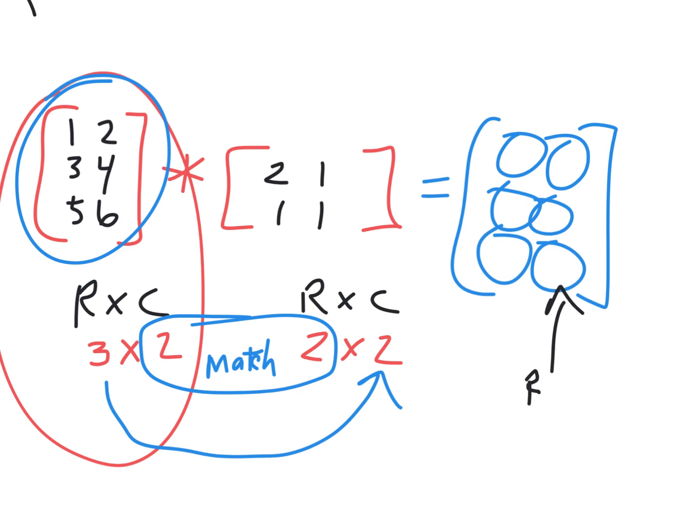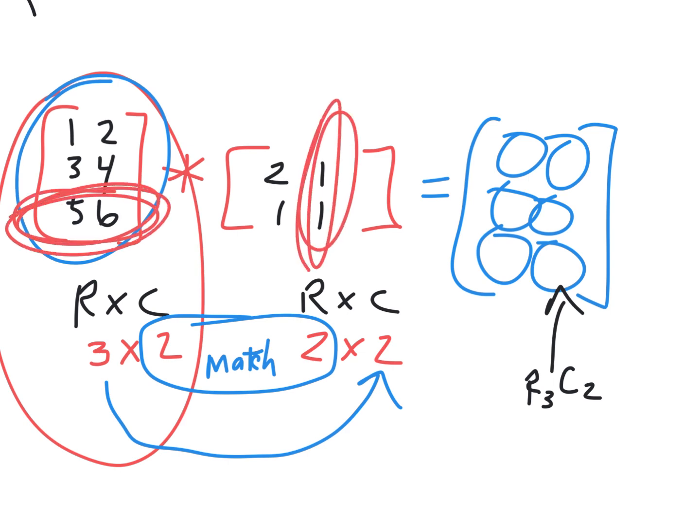This is row 3, column 2. You got to know its address. Then you go over here and you go, row 3, that's this row. Column 2, that's that column. And then you go the 5 times the 1 and the 6 times the 1, and you add them. 5 times 1 plus 6 times 1, which is 11.